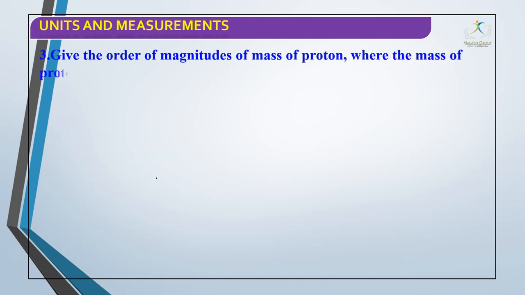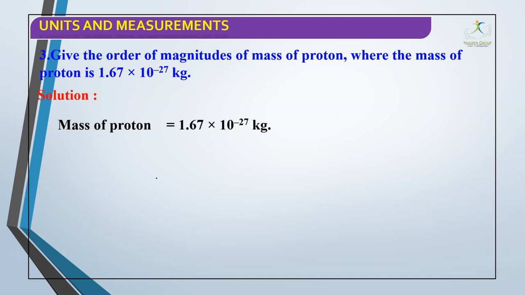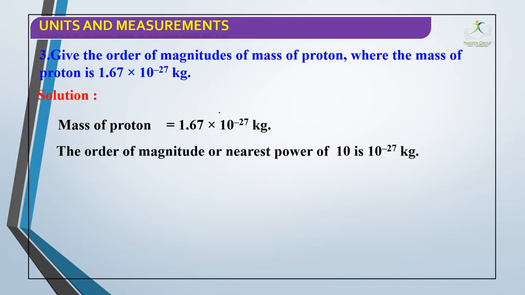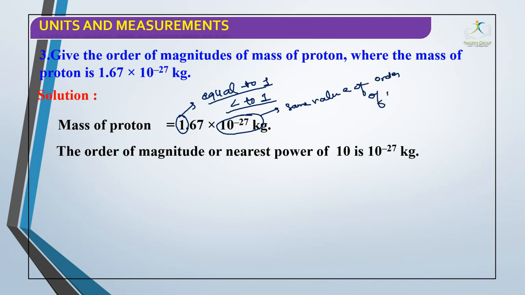Give the order of magnitude of the mass of proton, where the mass of proton is 1.67 times 10 to the power minus 27 kg. So students, as you know, the mass of proton is given as 1.67 times 10 to the power minus 27, and here the order of magnitude is 10 to the power minus 27 because this number is nearest, we can say, equal to 1 also. So in the case of less than 5 and equal to 1, we just take the same value for the order of magnitude.